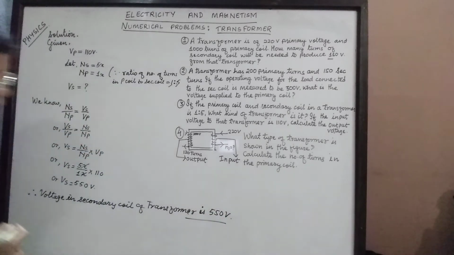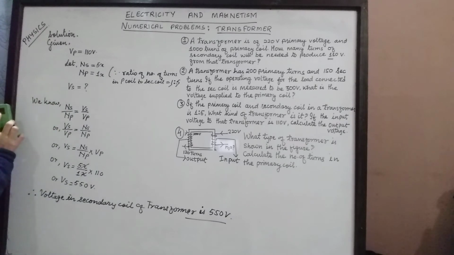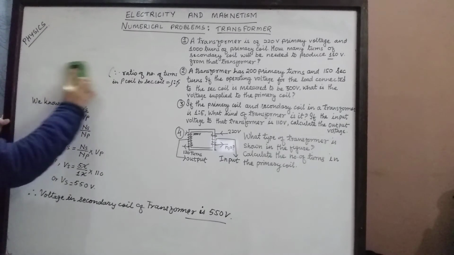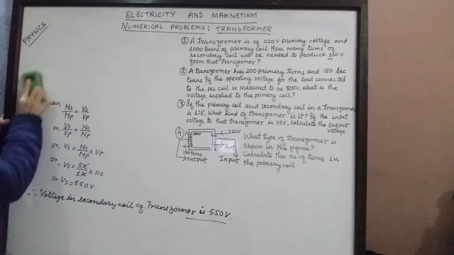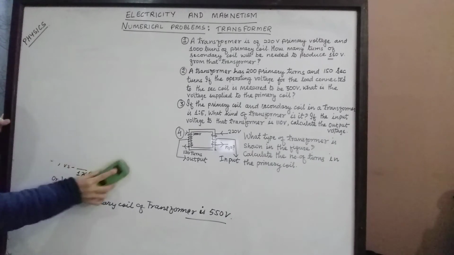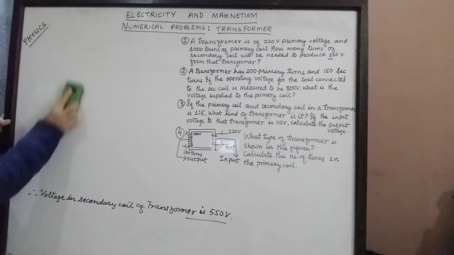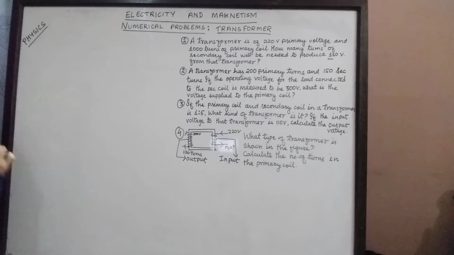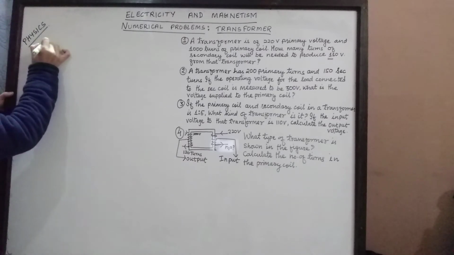This is your answer. Voltage in secondary coil of transformer is 550 volt. So this is the solution. Now we'll go to question number 4. Now question number 4, solution.